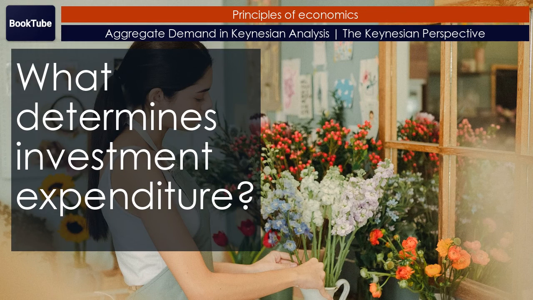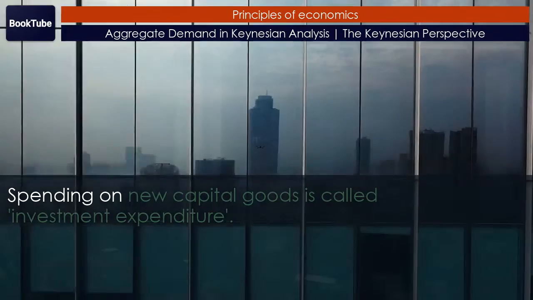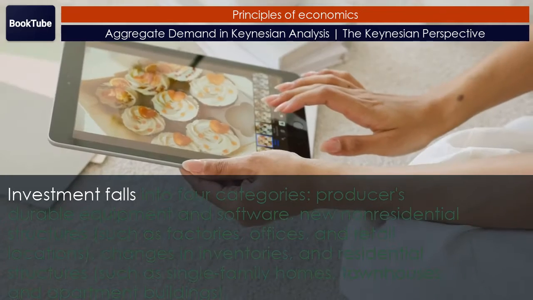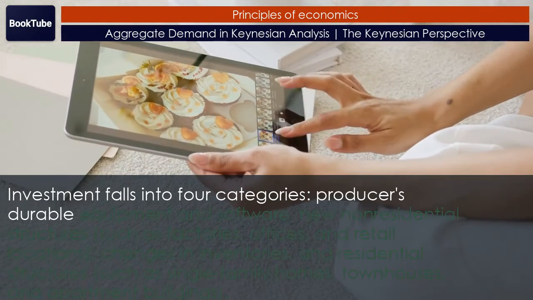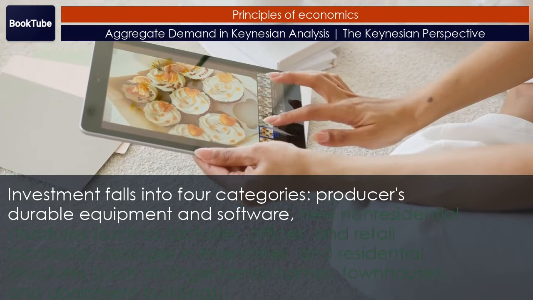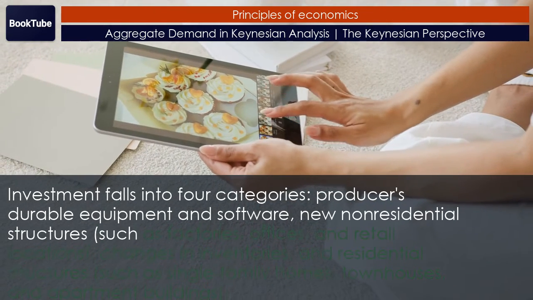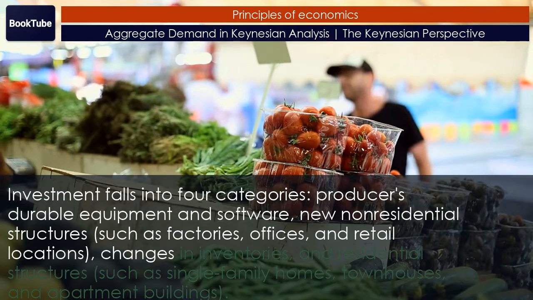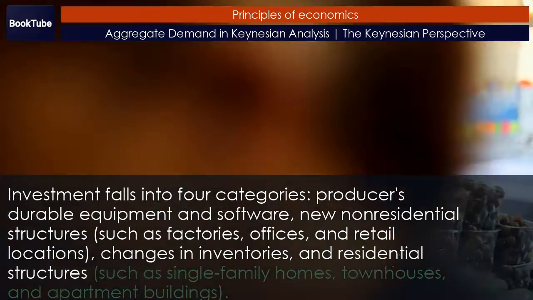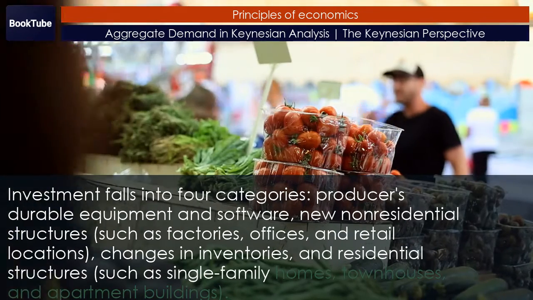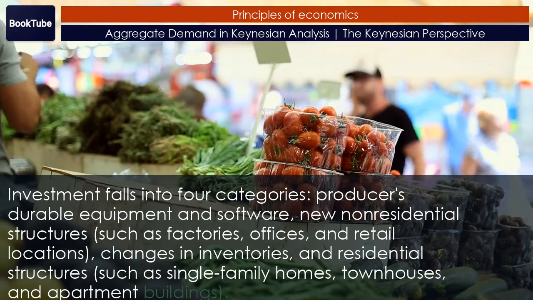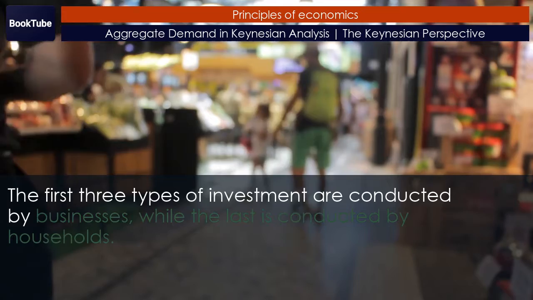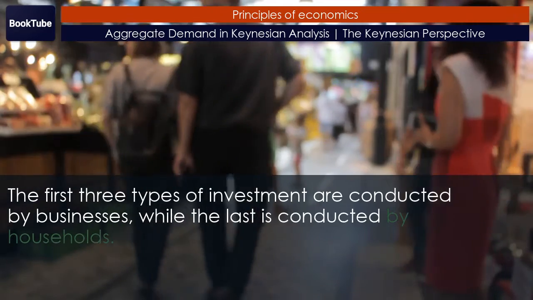What determines investment expenditure? Spending on new capital goods is called investment expenditure. Investment falls into four categories: producers' durable equipment and software, new non-residential structures, such as factories, offices, and retail locations, changes in inventories, and residential structures, such as single-family homes, townhouses, and apartment buildings. The first three types of investment are conducted by businesses, while the last is conducted by households.